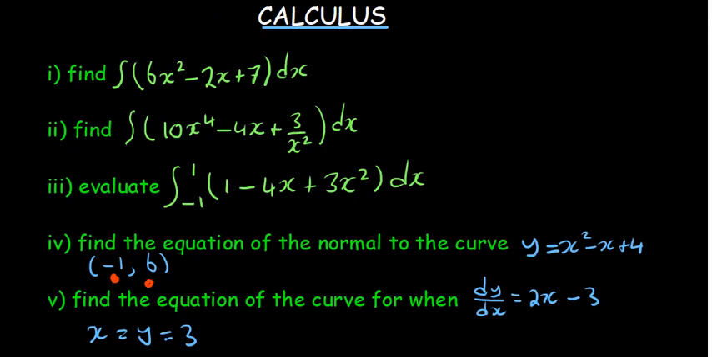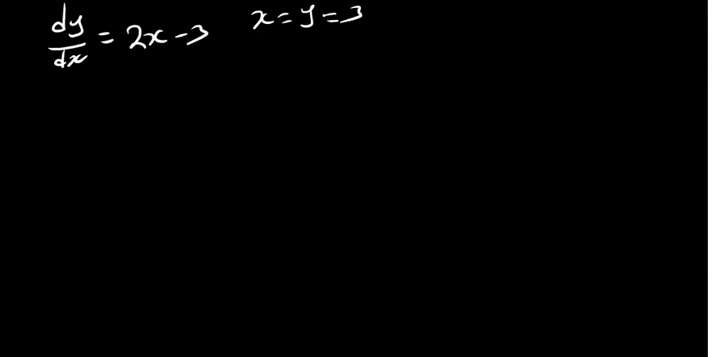Let's look at the last question. The last question says, find the equation of the curve for when dy/dx is equal to 2x minus 3, where x and y are equal to 3. So I've been given dy/dx is equal to 2x minus 3. We have also been given further information to say y is equal to 3 when x is equal to 3.